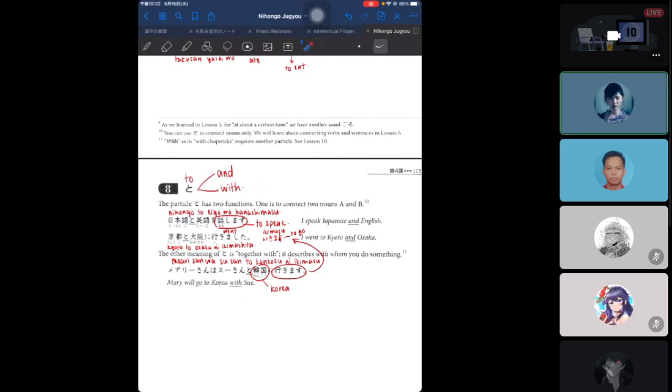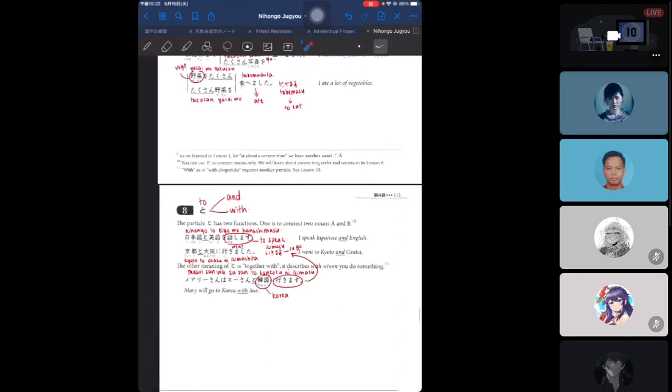I think how to use も and と is like in Bahasa Melayu, it's like "dan" and "dengan". It's instinctual. Yeah, you can relate to that. Dan and dengan. Yeah. Okay, so that's the difference. Any other questions? 大丈夫ですか?